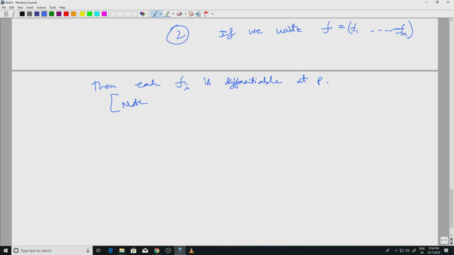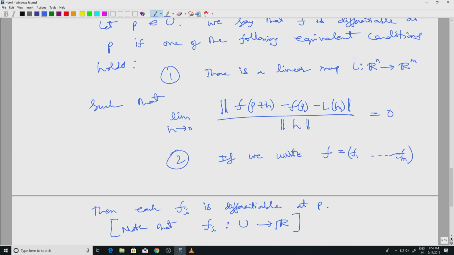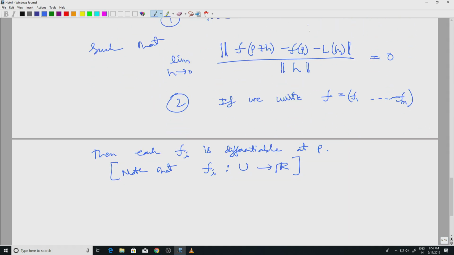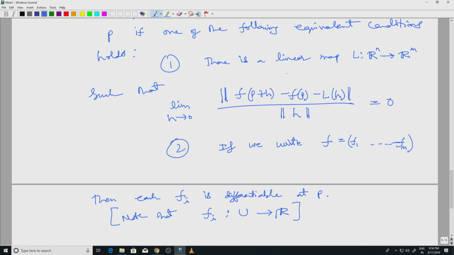Note that fi would be a function from an open set in Rn into R, which was the case we had dealt with earlier. So these two are equivalent. In the first definition, we also have the definition of the derivative as well. I mean, this condition says it's differentiable, but the derivative is actually a linear map from Rn to Rm.